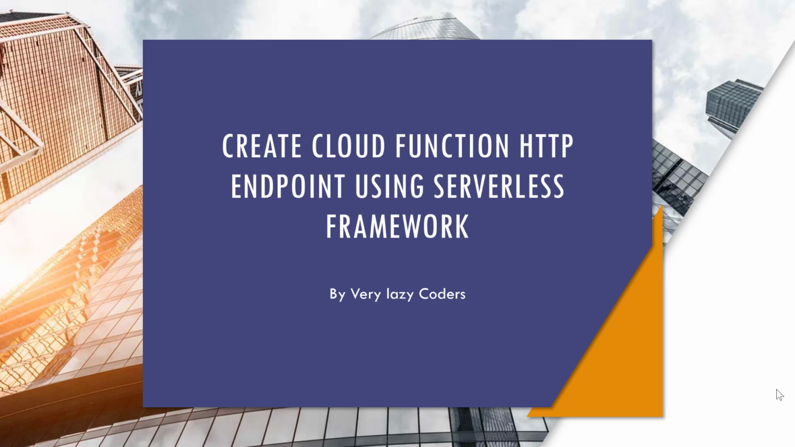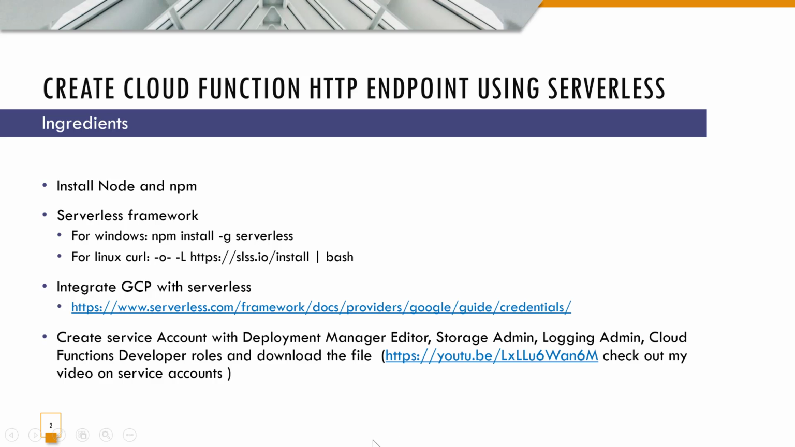Today I'm going to teach you how to create a cloud function in GCP using the serverless framework. The first thing you need to do is install npm and node. After you've done that, you need to run this command to install serverless, if you're running it on a Windows machine. If it's Linux, then you need to install the Linux equivalent of that. After that, you need to create a service account in GCP and download the credentials file. That credentials file will be used in your serverless.yml file.